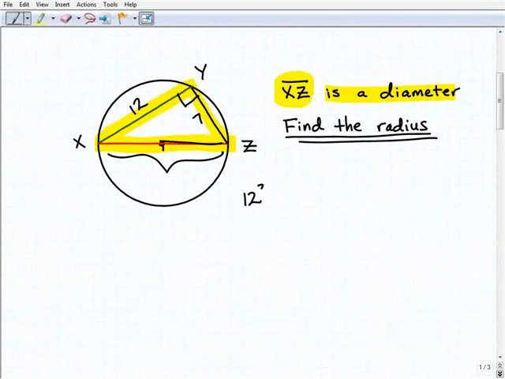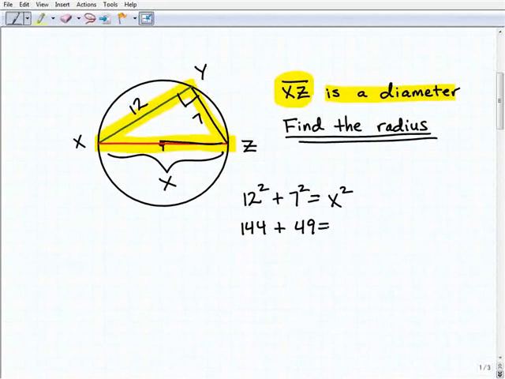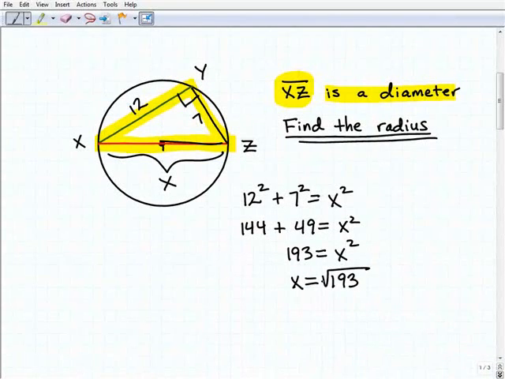That'll be 12 squared plus 7 squared equals, I'm going to call this x for the time being, x squared. Again, x will represent the hypotenuse, XZ. So this would be 144 plus 49 equals x squared, or 193 equals x squared. So to solve for x, I'm going to take the square root of both sides, the square root of 193. Now, at this point in time, the square root of 193 is the diameter. So this is equal to the diameter of this circle.